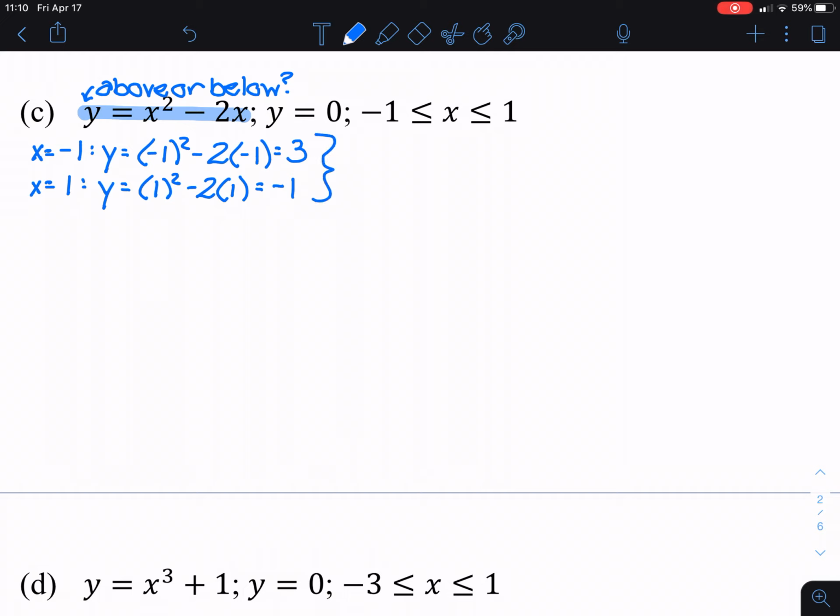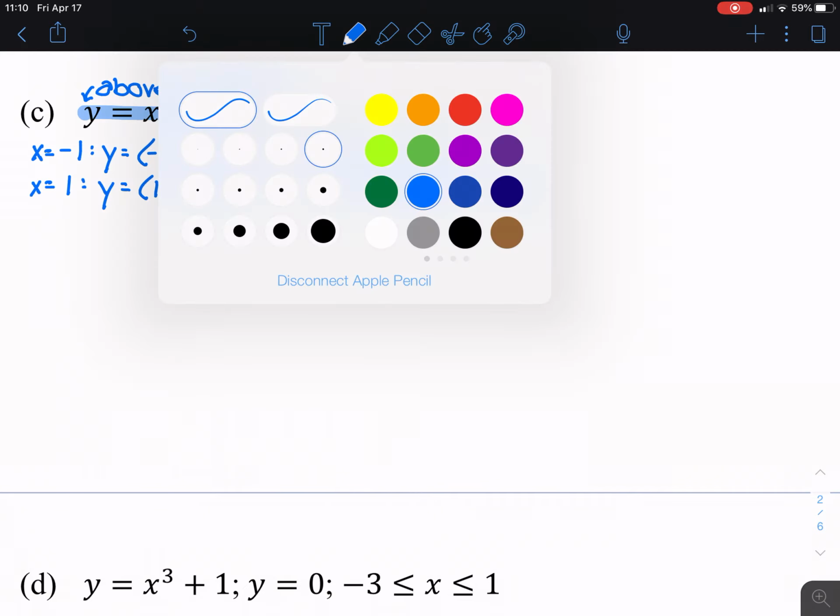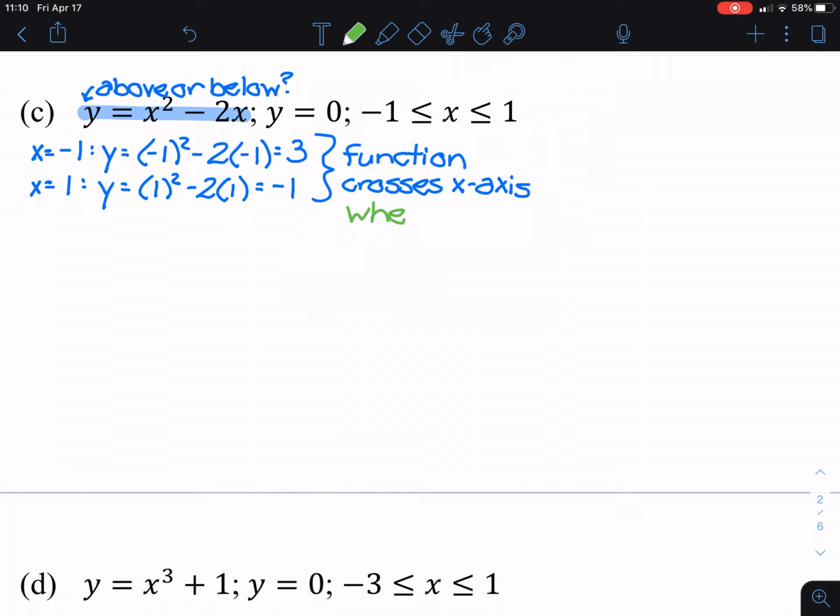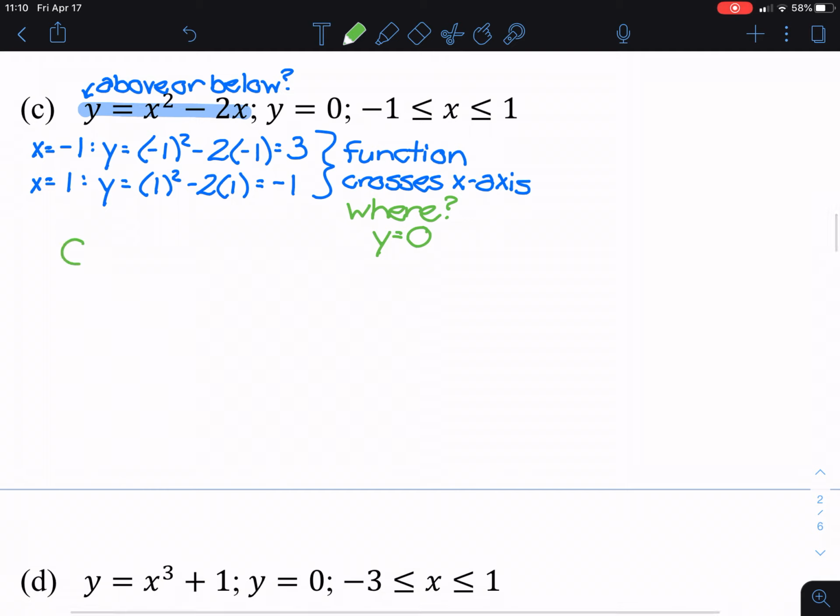So what this tells me is that my function crosses the x-axis. The question is, where does that happen? Well, that happens where y is equal to 0. In other words, it happens at an x-intercept. So what I have to do is I need to take my function here, set y equal to 0, and that's going to equal x squared minus 2x. And now I need to go ahead and solve for x.